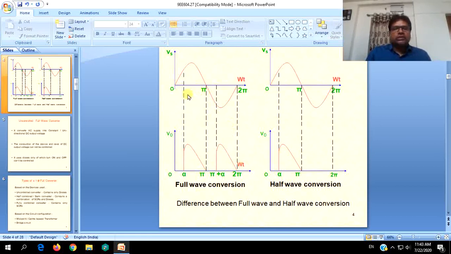Whereas in full wave conversion, the positive is just similar to the half wave, and the negative supply voltage is converted to positive supply voltage, and accordingly current will also be flowing in the positive direction. So now the voltage as well as current will be flowing through both the half cycles. When compared to these two, it is obvious that the average load voltage will be more when compared to half wave, and also more average load current will be there in case of full wave conversion.